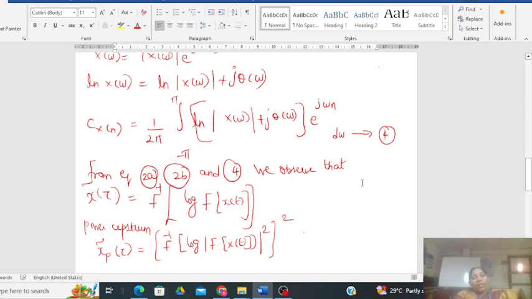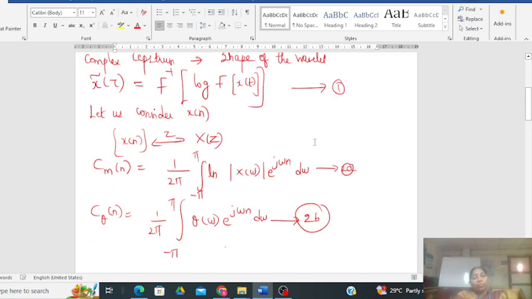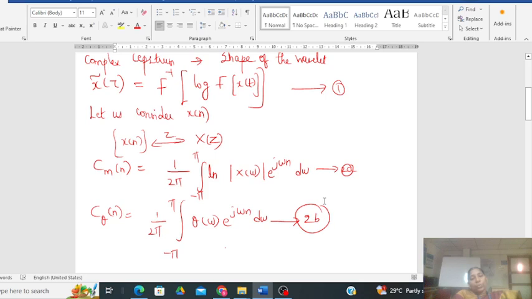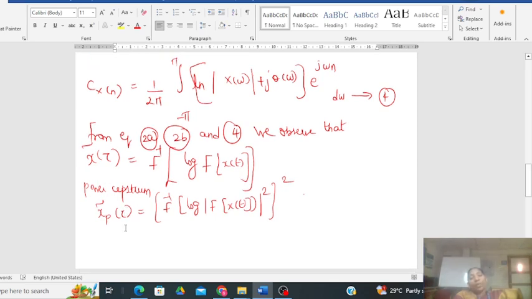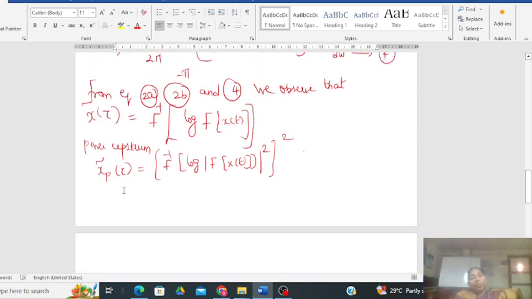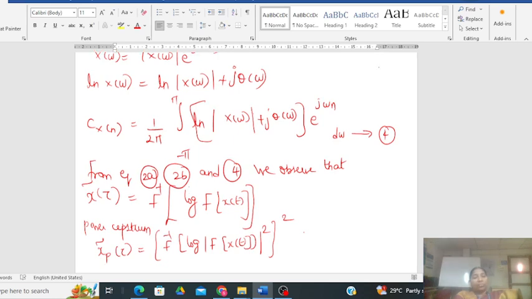After that, from equations 2a, 2b and then 4, we can observe that x bar of tau equals the inverse Fourier transform of the logarithm of the Fourier transform of x of t, and the power cepstrum is represented by xp bar of tau equal to the inverse Fourier transform of the logarithm of the Fourier transform of x of t, the whole squared. So this is how the cepstral signal looks like. Okay, so thank you.